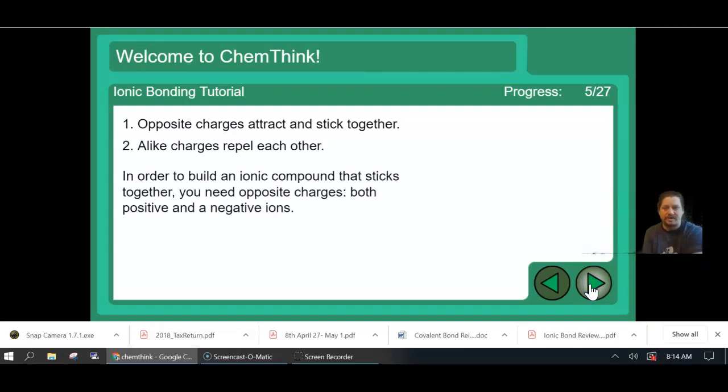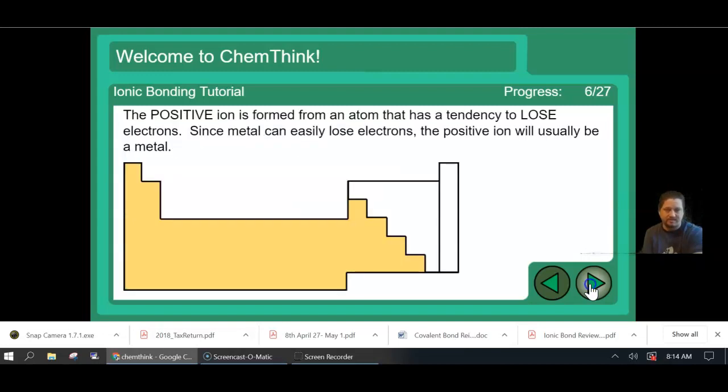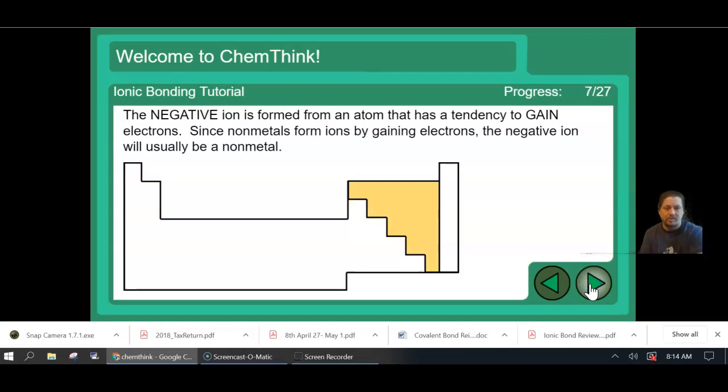In order to build an ionic compound that sticks together, we need both opposite charges, negative and positive. Positive ions come from metals. They have a tendency to lose their electrons. So the positive ion would usually be a metal. Again, metals are always on the left side. Non-metals, since their properties are the opposite of metals, tend to gain electrons. This makes them the negative ion, non-metals.